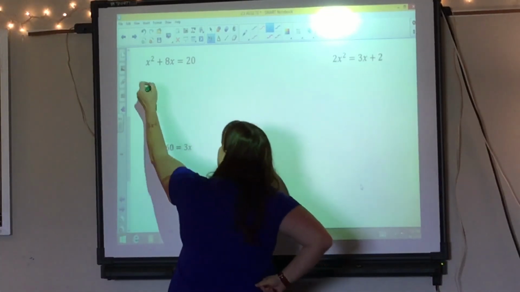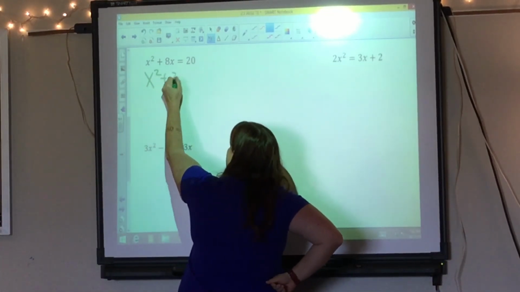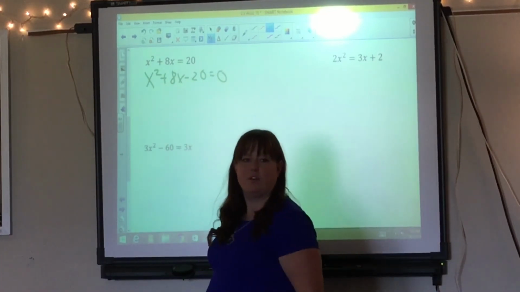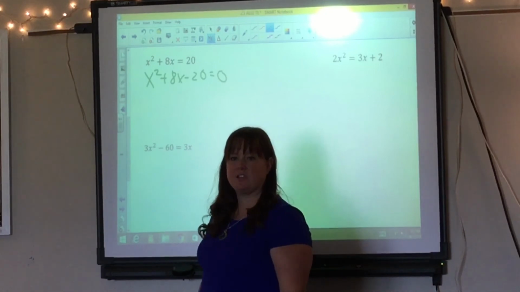We gotta put the 20 over here, so now we have x squared plus 8x minus 20 equals 0. And then you put negative 20 on the top of the little x. Then we gotta factor it out.